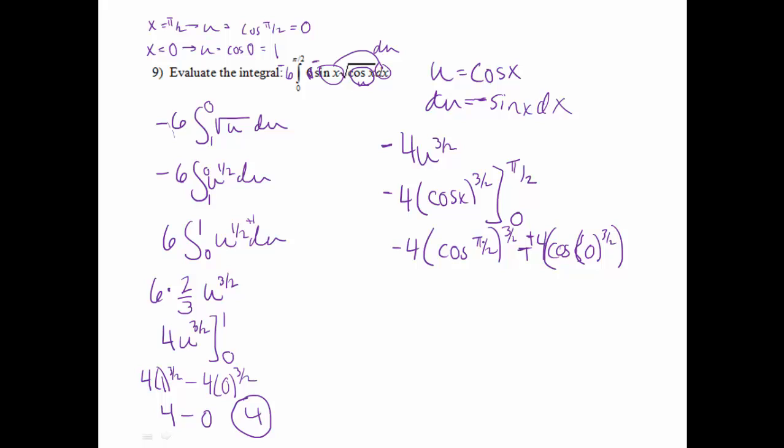Okay, so cosine of pi over 2 is 0. So this whole part's just going to be 0. And this is going to be 4 times the cosine of 0 is 1. 1 to the 3 halves is 1. Times 4 is, well, that would have been times 1. Okay, so my final answer would have been 4. So either way is fine. I think this way is a little bit easier maybe, but totally up to you which way you would like to approach it.